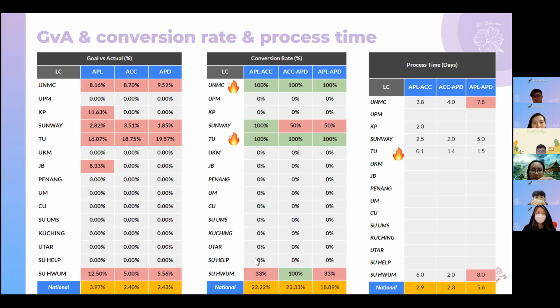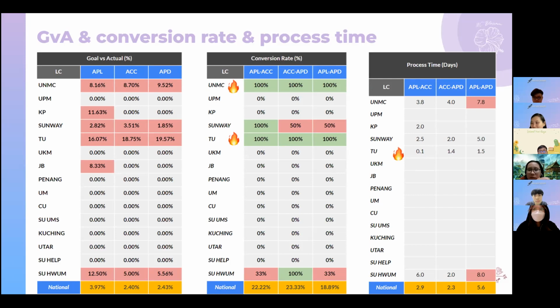So these are the things that you can take note of, to see how your own LC is progressing overall. All of this is inside the tracker itself. And also the process time. For TU, the process time is very fast. For apply to accept, it is 0.1 because they accept the applicants on the same day they apply, so it's actually 0 days to process. After tweaking the formula a bit, it is 0.1, and overall it is also very fast now, 1.5 from apply to approve.